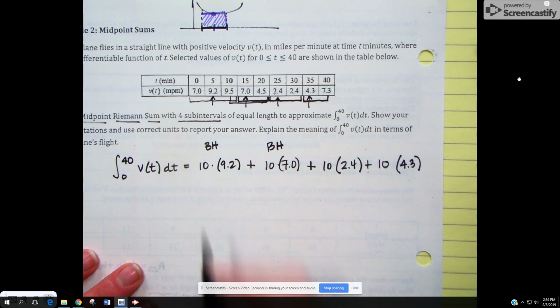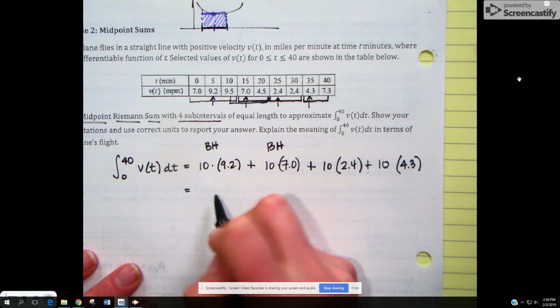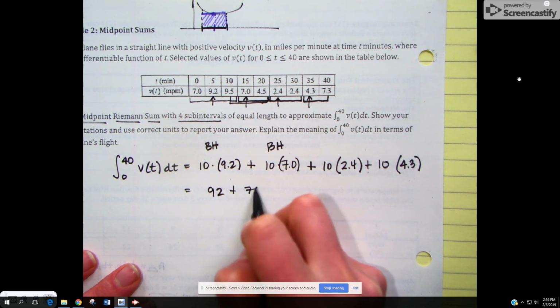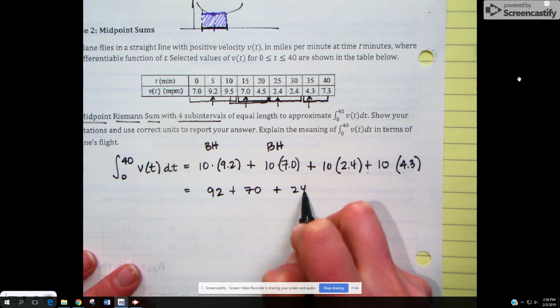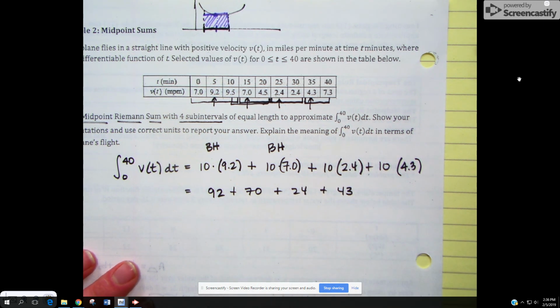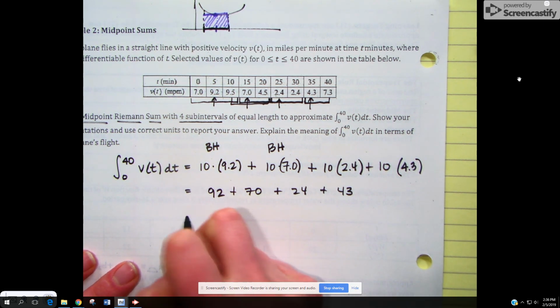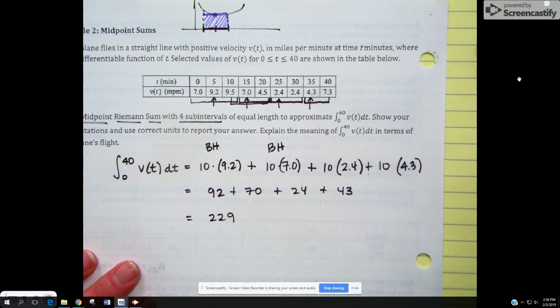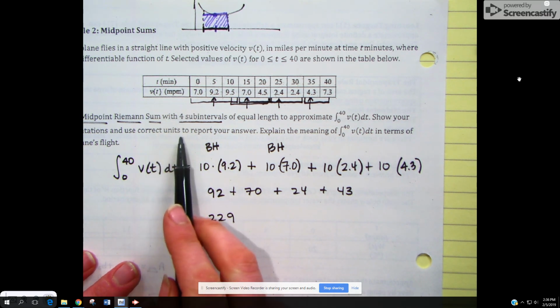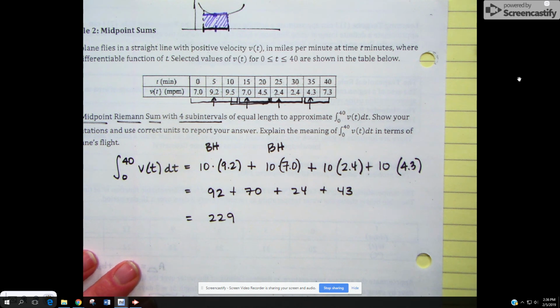This one's really nice to multiply out because you have 92, 70, those 10s just let you sort of move everything over, or you could have factored out the 10. There's lots of ways to do it. You should be getting 229. You want to use correct units and explain the meaning of your approximation.